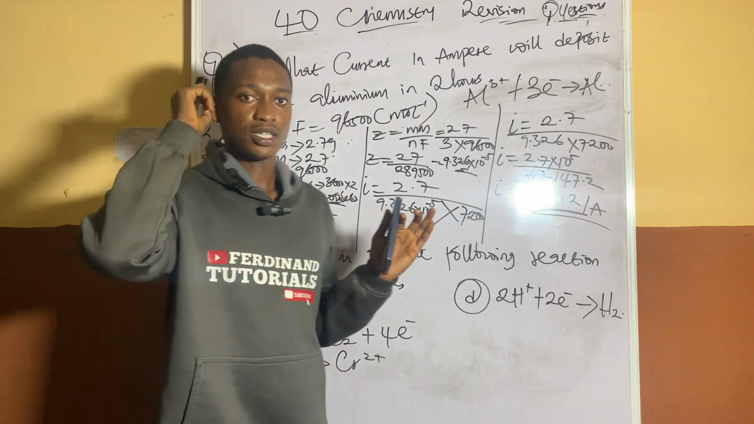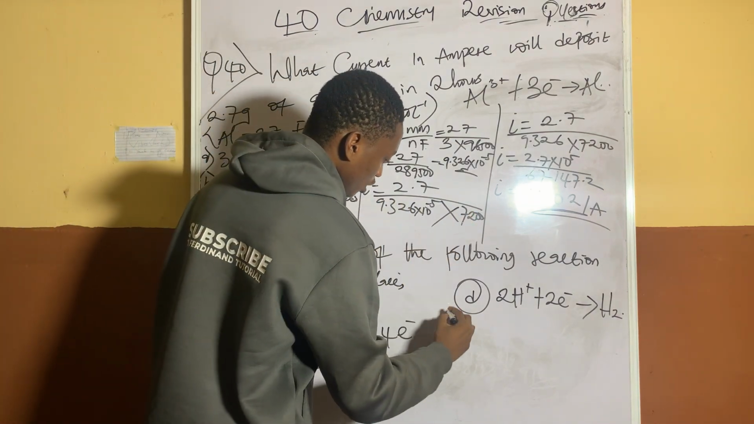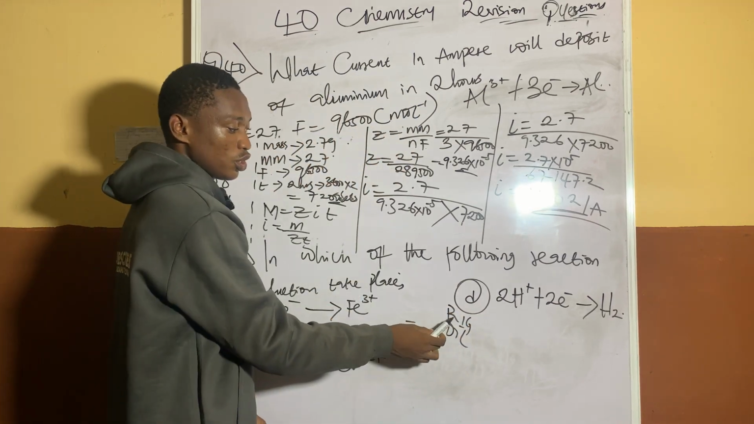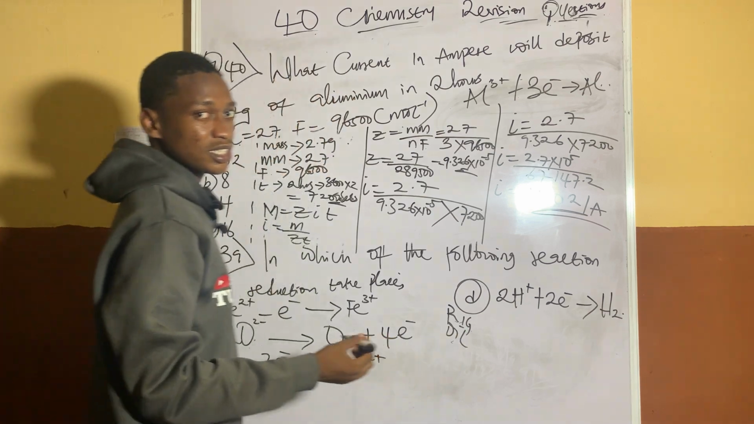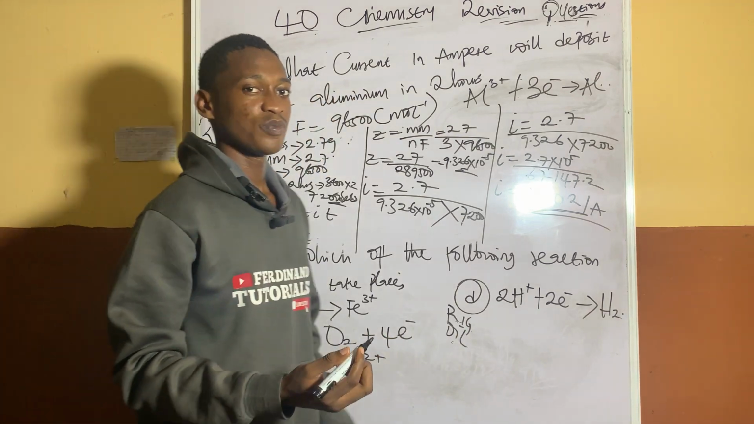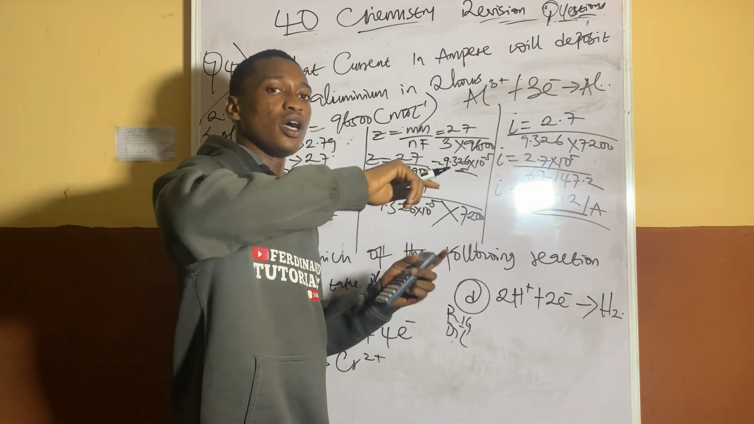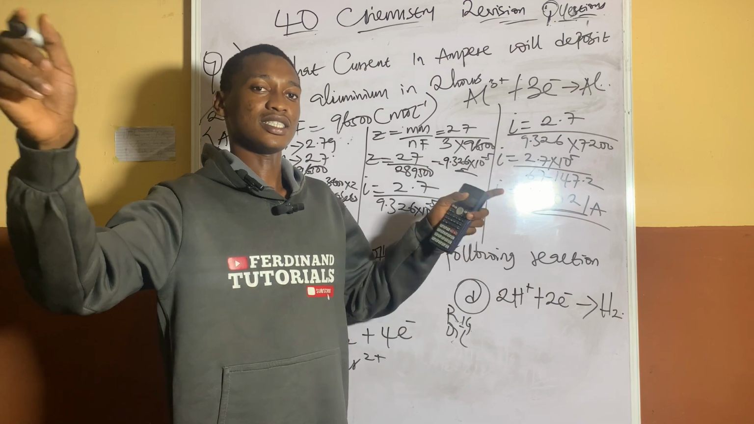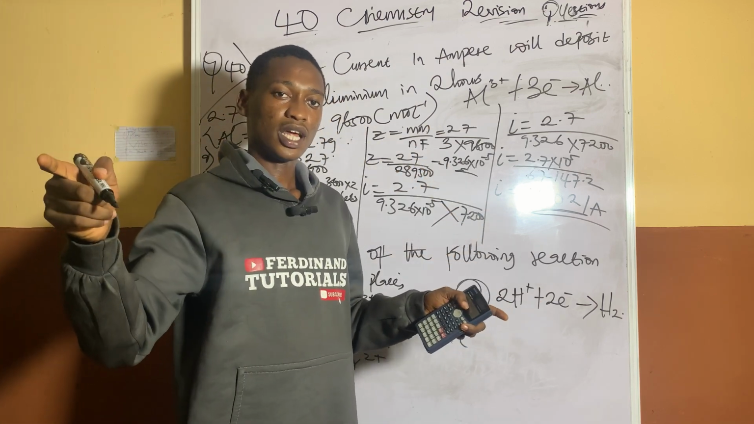Apart from saying that reduction is gain, we have what we call RIG, reduction is gain, and OIL, oxidation is loss. Remember, I want you to understand something: when we're talking about an increase in oxidation number, when the oxidation number moves from 0 to 1, are we there now? That is an increase. That is oxidation. Now, when the oxidation number moves from 0 to -1, that is what?